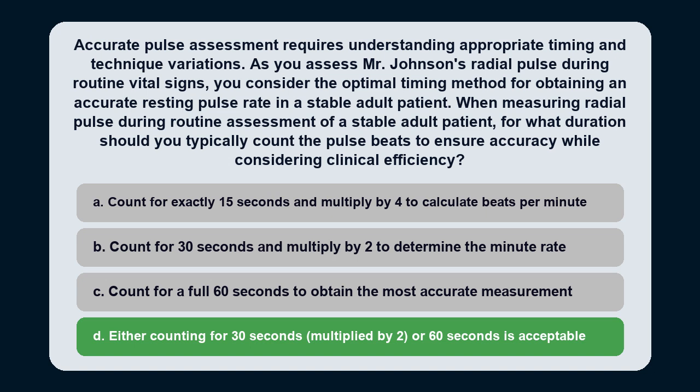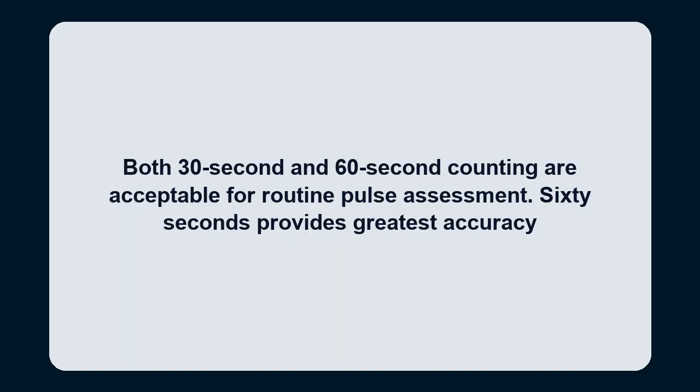The answer is D. Both 30-second and 60-second counting are acceptable for routine pulse assessment. 60 seconds provides greatest accuracy.